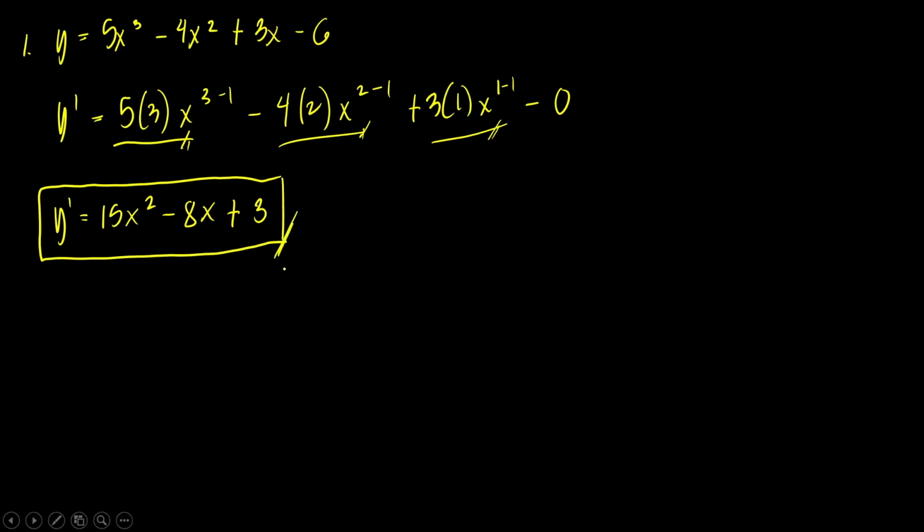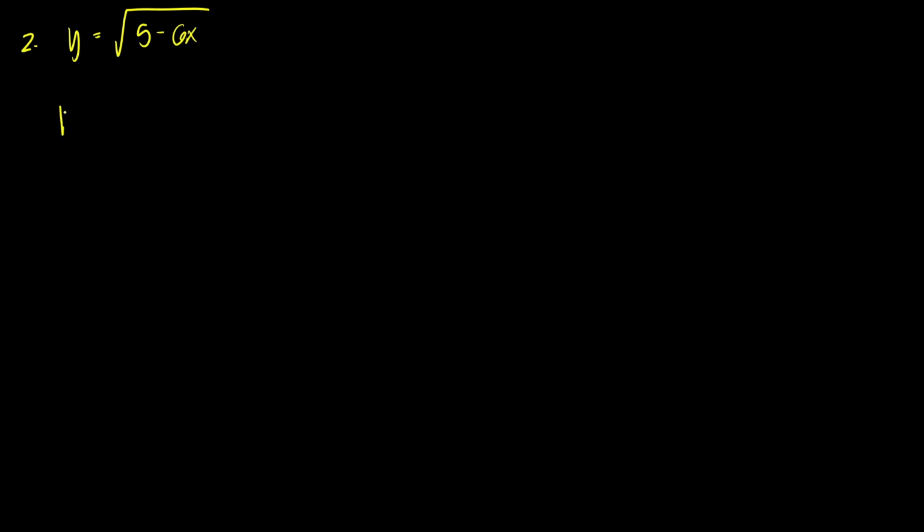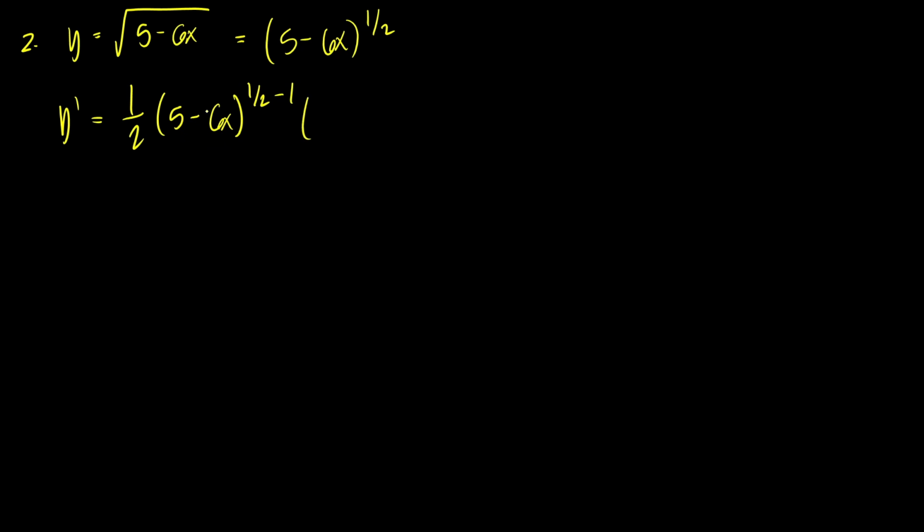So next we have our second example. We have y. We need to find the y prime, or the first derivative. So we know that the square root of 5 minus 6x is just raised to 1/2. Okay, so using the power rule, we bring 1/2 down here, then 5 minus 6x raised to 1/2 minus 1. Then don't forget the derivative of the inside term.